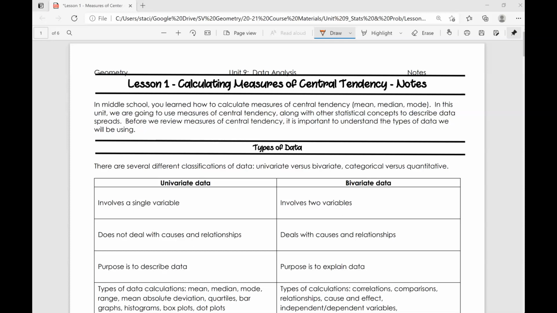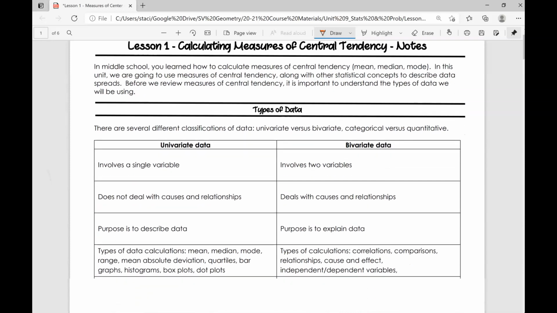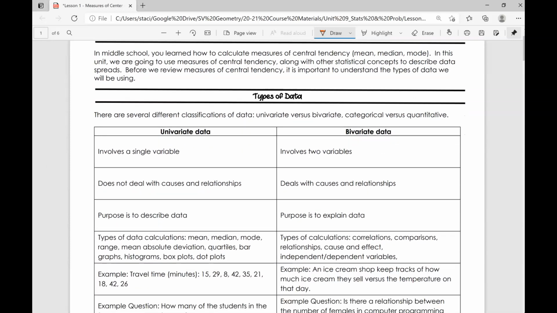So when it comes to data, we have two types. Typically, we have single variable data, whose primary purpose is to just describe data. And that's where we use things like mean, median, mode, and standard deviation. We might look at a histogram or a box plot or a dot plot. Like I said, the goal is really to just describe data. It doesn't really analyze relationships between two variables, because two variable data is what is used for that. Two variable data deals with causes and relationships and correlations, and its purpose is to explain data.